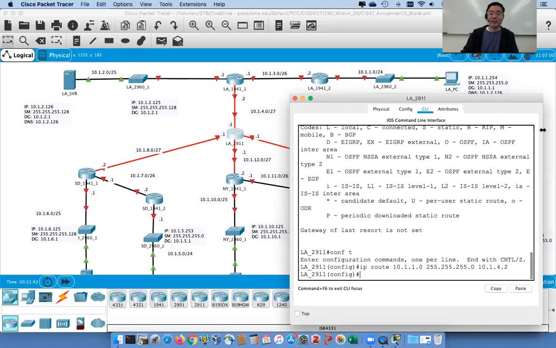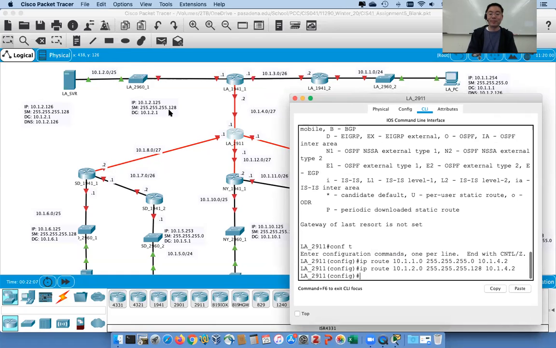Okay. Next one, to route for 10.1.13. Or actually, we can do it in order here. 10.1.20. IP route 10.1.20 /25 is this subnet mask. Okay, that next hop IP is 10.1.4.2. IP route 10.1.13 /26. It's 192. Okay, 10.1.4.2.